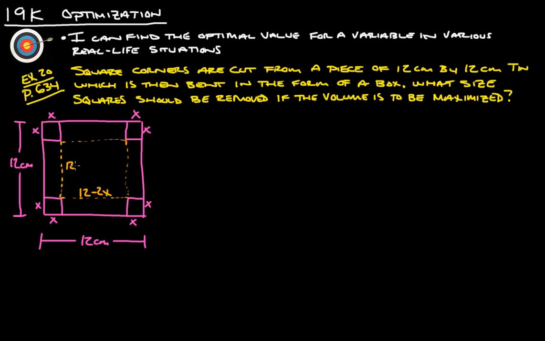These are also going to be 12 minus 2x. Okay, so with that, volume is going to be base times height, right? So the base is going to be 12 minus 2x times 12 minus 2x. And then the height, when these sides get folded up, is simply just going to be x. Okay, so there's our volume.